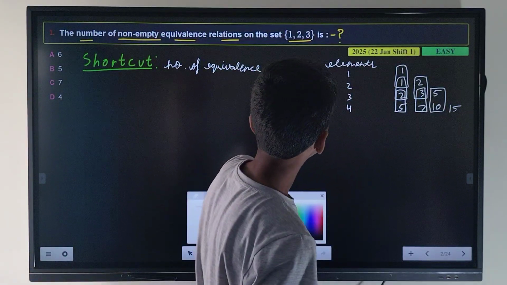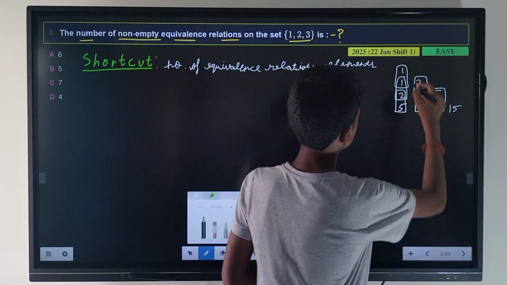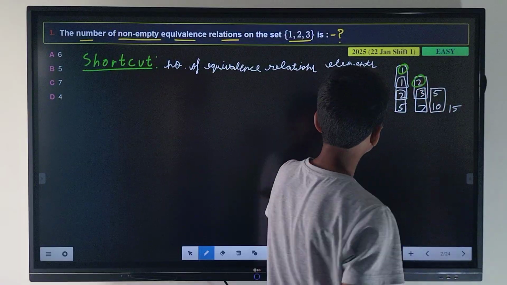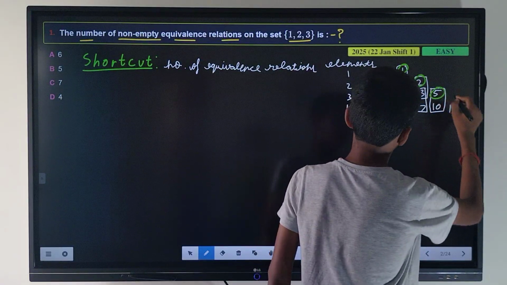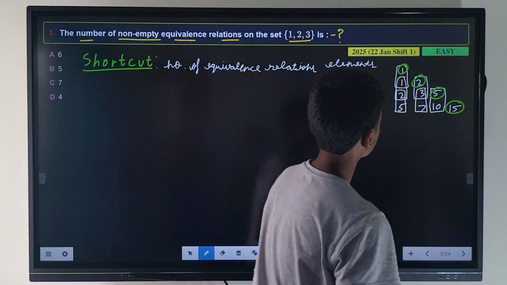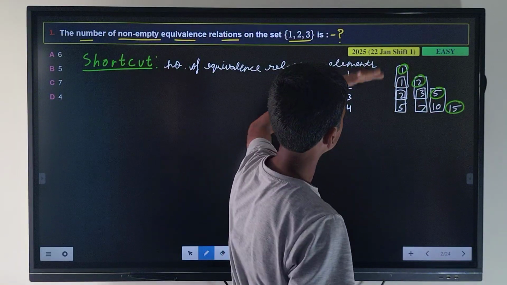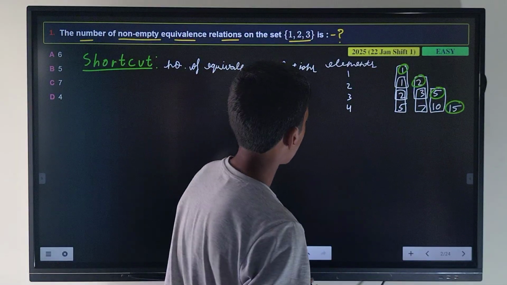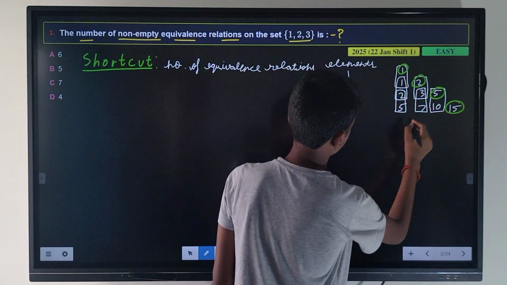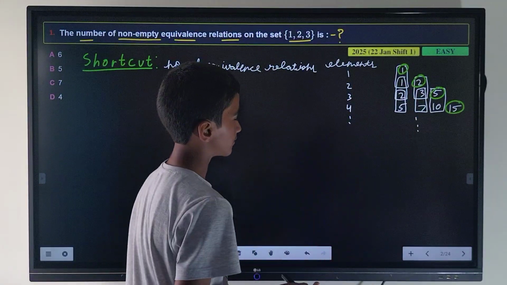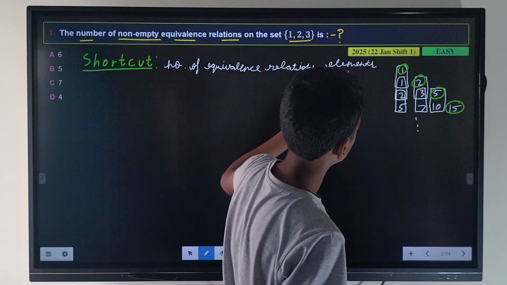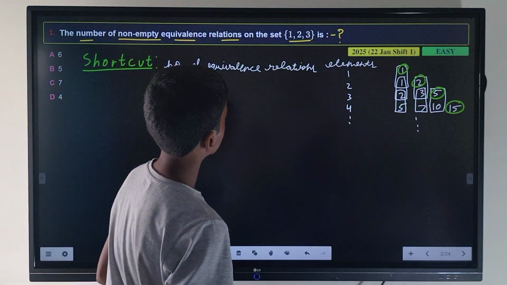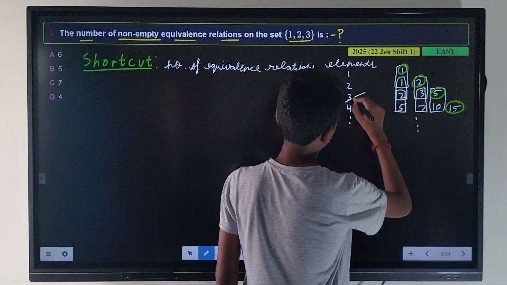So from here, the number of equivalence relations of the set when we have 1 element is 1. For 2 we have 2. For 3 we have 5. And for 4 we have 15. The last element in the corresponding row is our number of equivalence relations. And this pattern goes on. We will use the pattern to make the table according to the elements we have in the set which is given in the question. So for our case we have 3 elements, so we will take the third row.